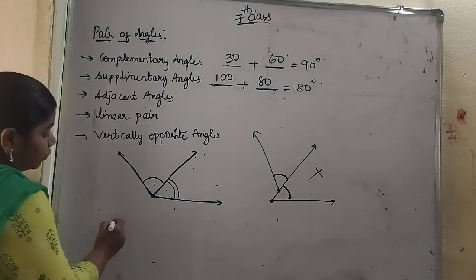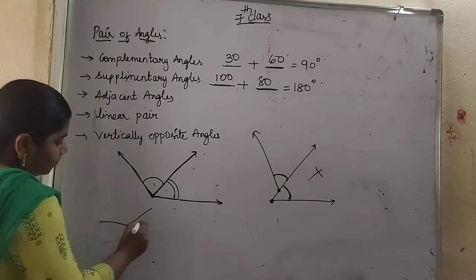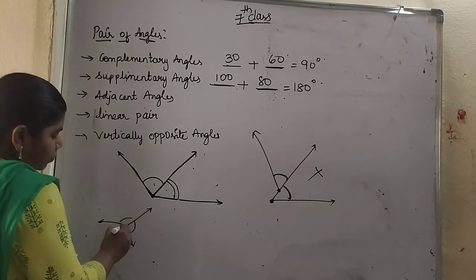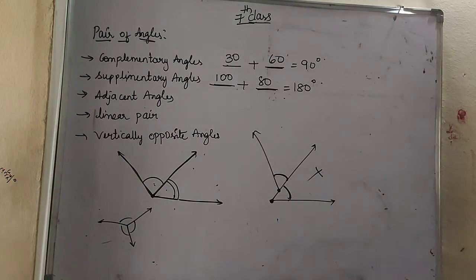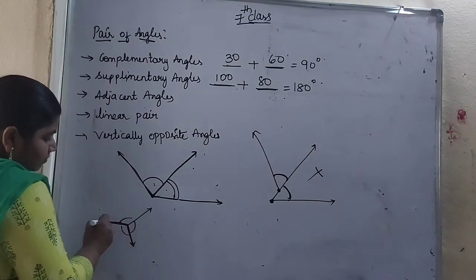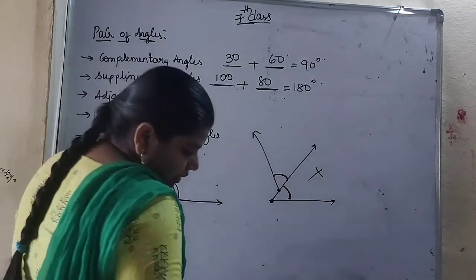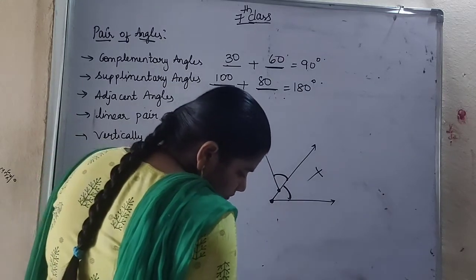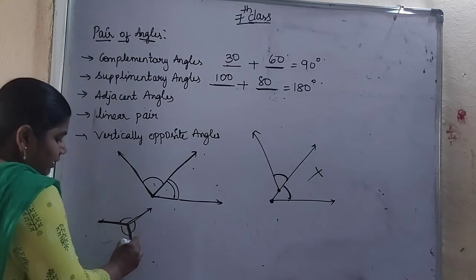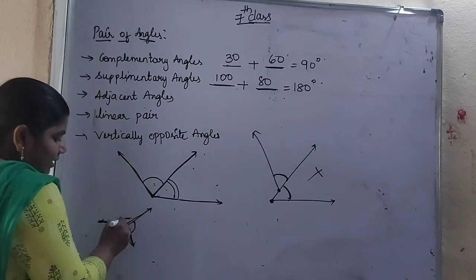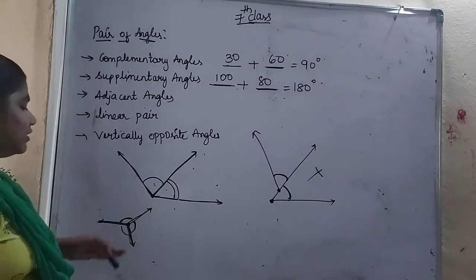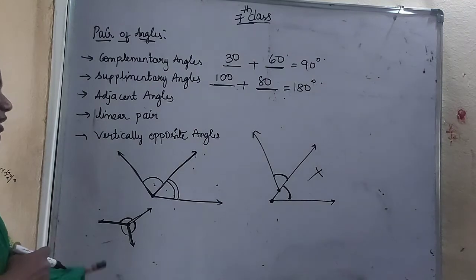So one more figure also you can take. You can take in this way. Yes, how many angles have been formed? 1, 2, 3. 3 angles have been formed. So if you take this, this is a common arm for both the rays. And these angles are lying together and it is having one common vertex. So this is called adjacent angles. We can call it adjacent angles.